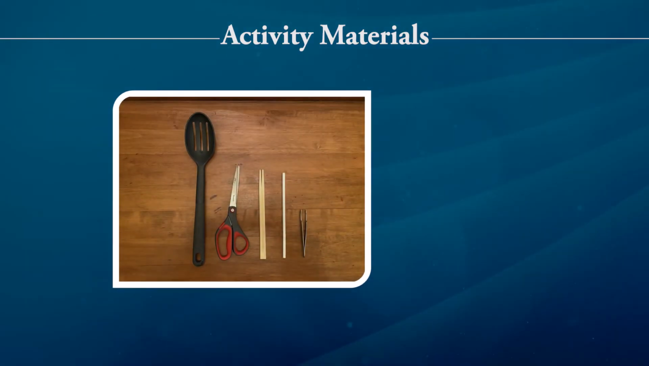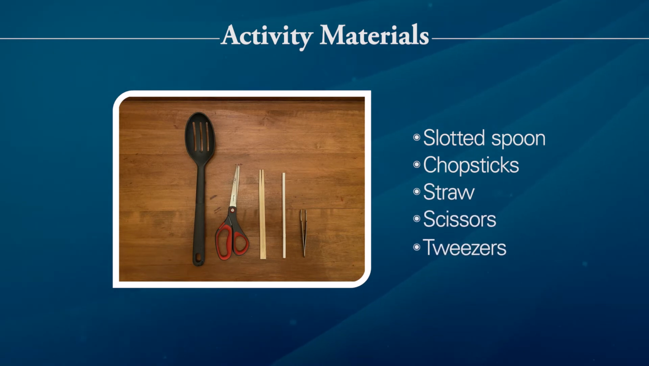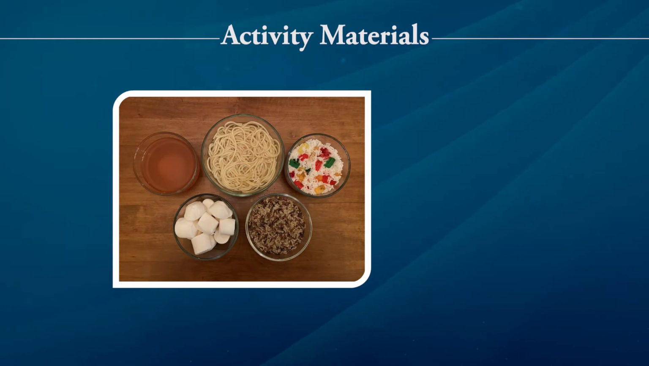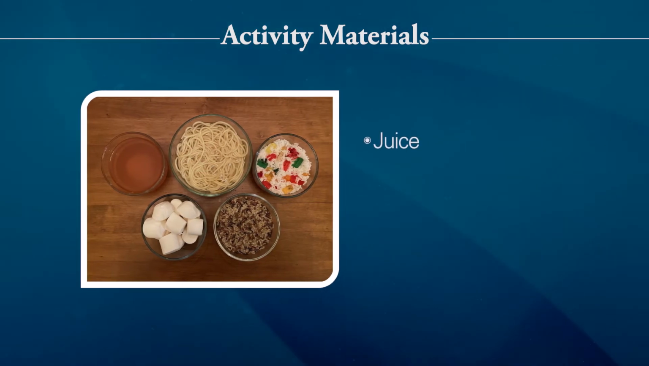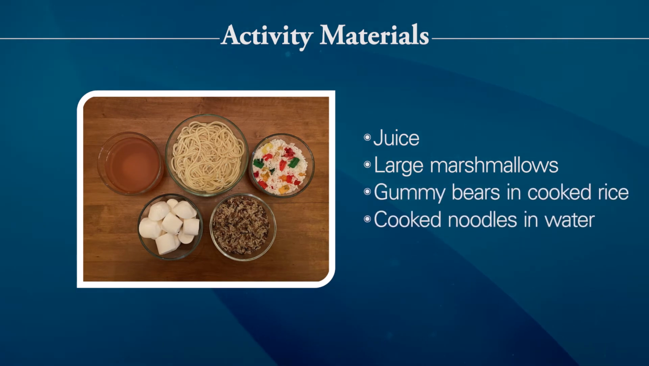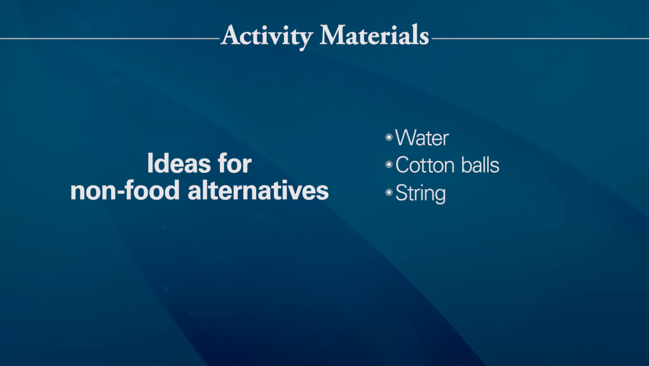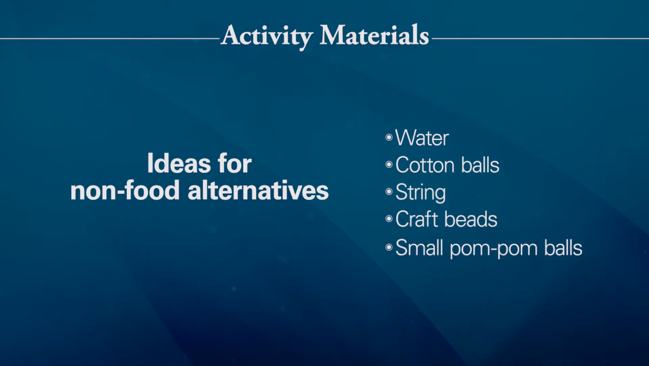To represent our bird beaks, I'll be using the following items: a slotted spoon, a pair of chopsticks, a straw, scissors, and a pair of tweezers. For our bird food, you will need 5 containers filled with juice, large marshmallows, gummy bears and cooked rice, cooked noodles in water, and uncooked wild rice. You can also use non-food items as well in this activity. Some alternative materials are water, cotton balls, string, craft beads, and small pom-pom balls.